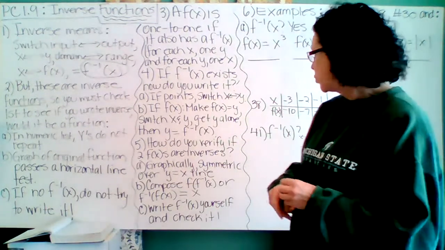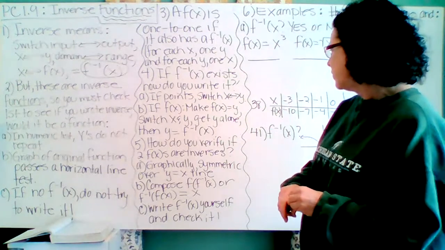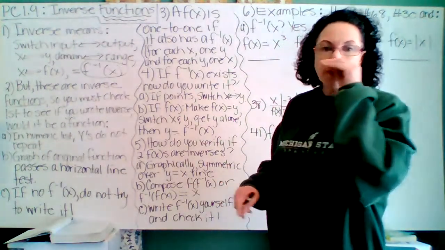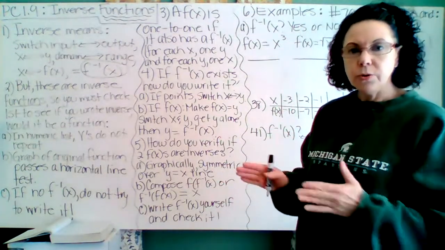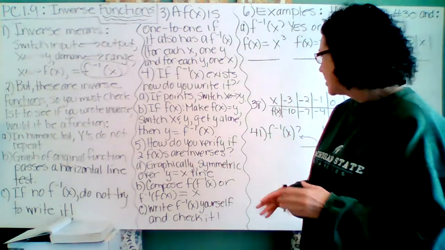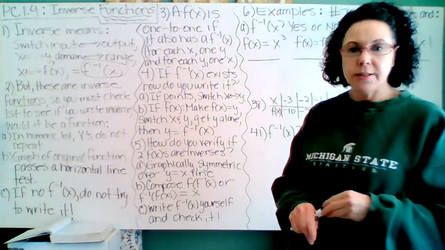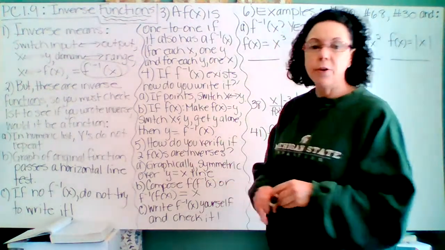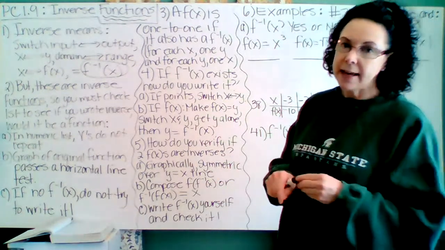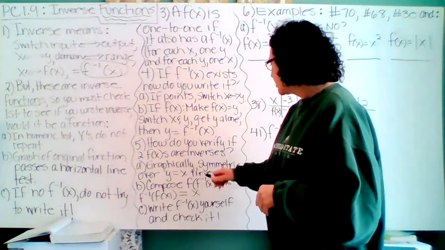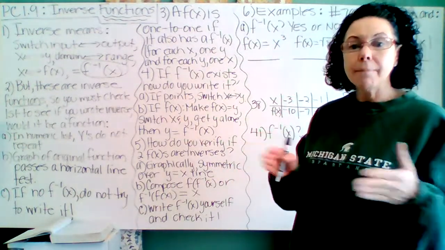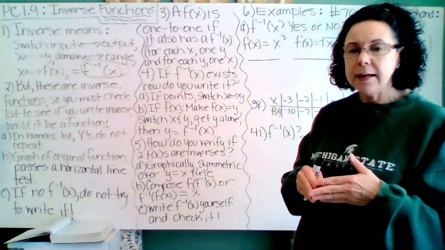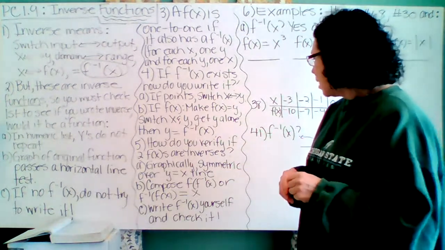How do you verify if two functions are inverses? So what if you've been given two equations, two symbolic forms? How do you know if they're inverses of each other? There's 3 ways you can do it. First of all, graphically, if you graph both of the functions they gave you and the y equals x line, and they are symmetric over the y equals x line, they are inverses.